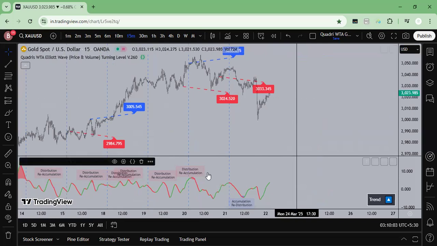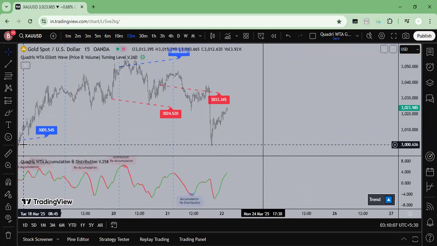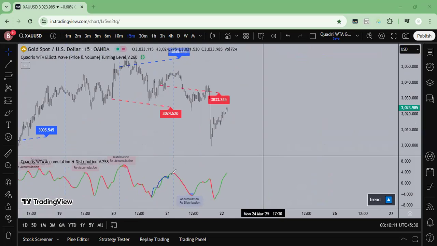And moreover, when it comes to accumulation and distribution, it gives us the wave format, so that we can read the trend, and we can see if this accumulation is going to hold or not. So this is it.